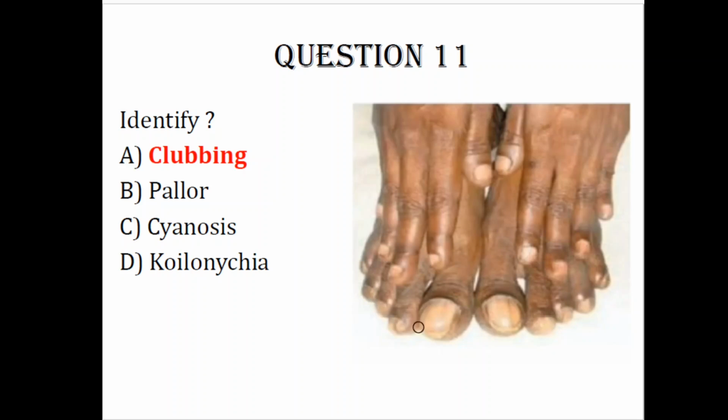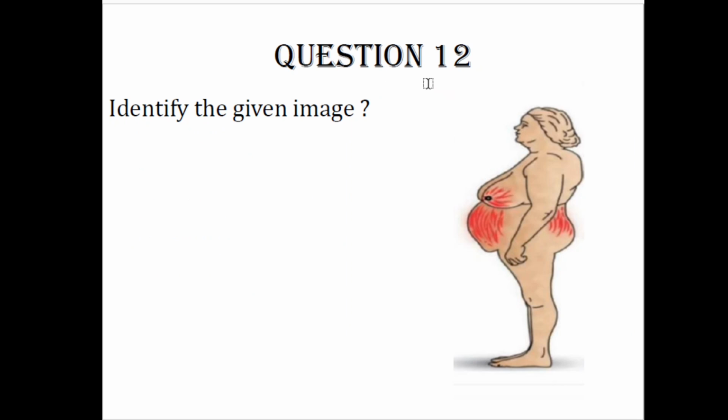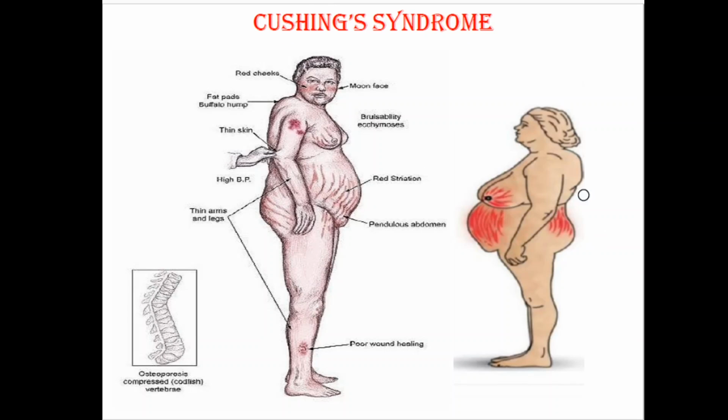So this case is clubbing, and because cyanosis is non-specific, it can be peripheral or central, so that's why we more specifically claim it as clubbing. Fine. Question number 12. Identify this given image. Now I'm going to show you two images simultaneously. So this was the question, to identify the given image.